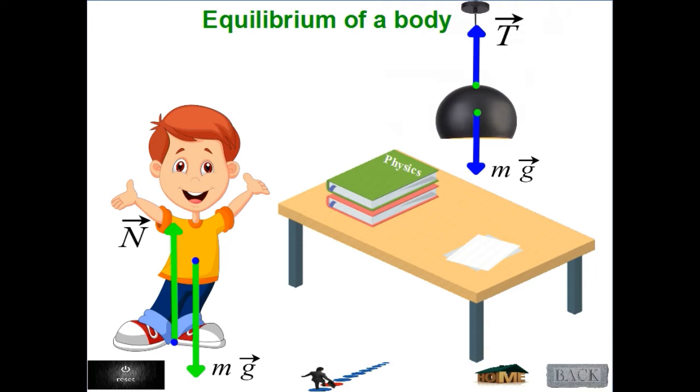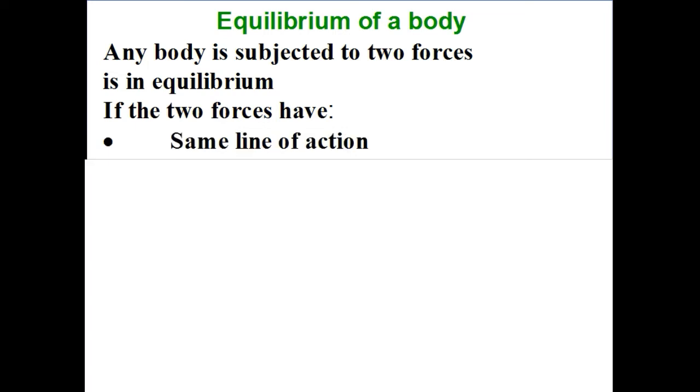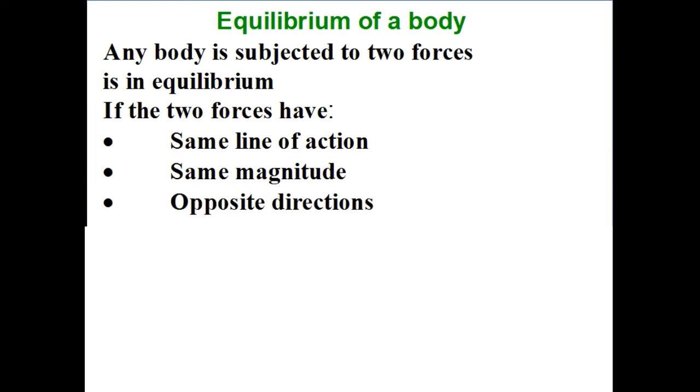Even though in the two examples we have forces acting on the objects, although they are at rest, so we say that these objects are in equilibrium. Any body subjected to two forces is in equilibrium if the two forces have the same line of action, same magnitude, opposite directions.